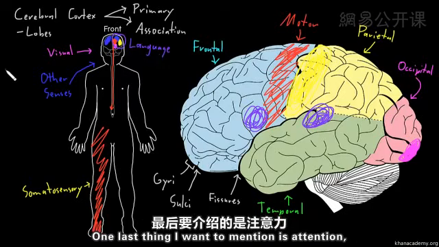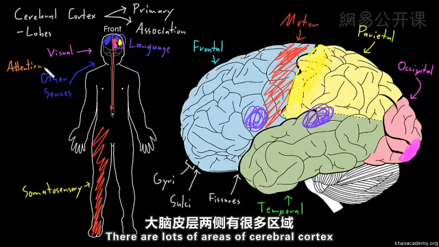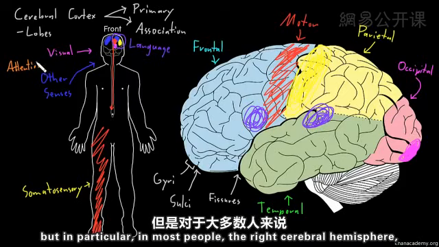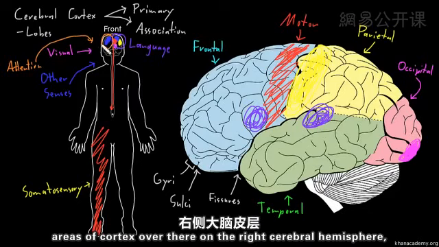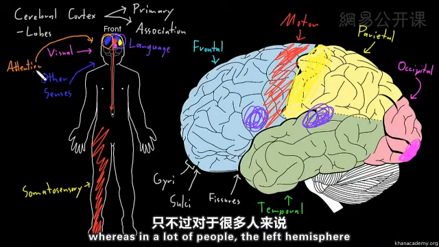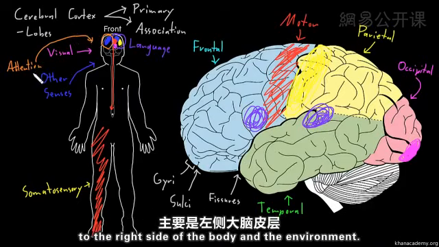One last thing I want to mention is attention, which is another important function of the cerebral cortex. And there are lots of areas of cerebral cortex on both sides that play a big role in attention. But in particular, in most people, areas of cortex in the right cerebral hemisphere play a role in paying attention to both sides of the body and the environment. Whereas in a lot of people, the left hemisphere seems to predominantly just pay attention to the right side of the body and the environment.